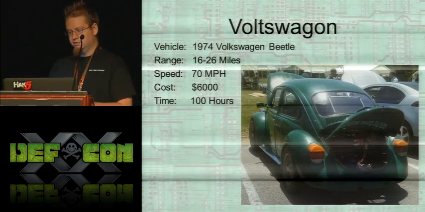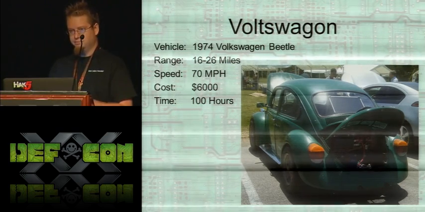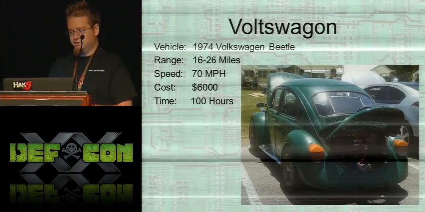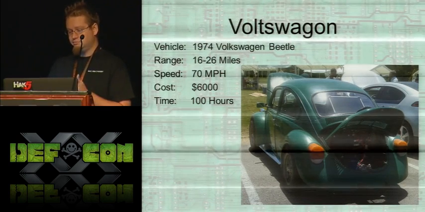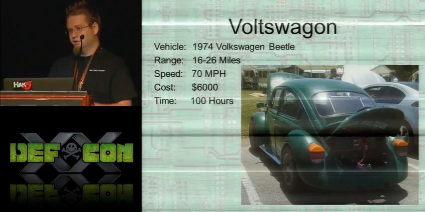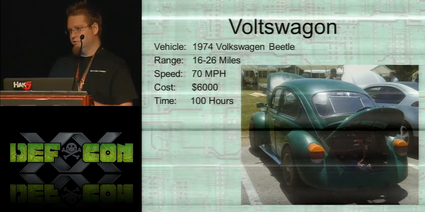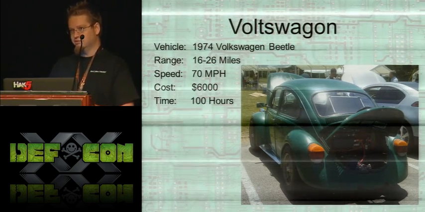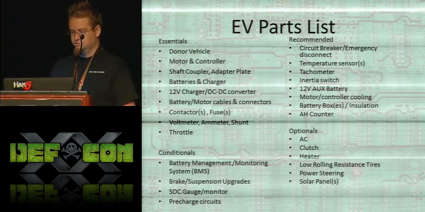So this is my car. It's a 74 Volkswagen Beetle. Range originally 16 to 26 miles, 70 miles per hour. The conversion cost $6,000 and took about 100 hours to get it on the road. I've probably spent at least 100 hours on it since then, just working on other stuff.